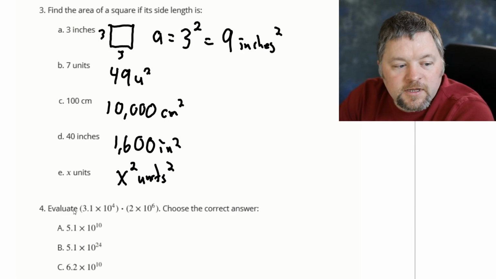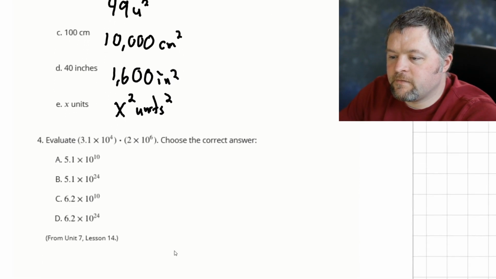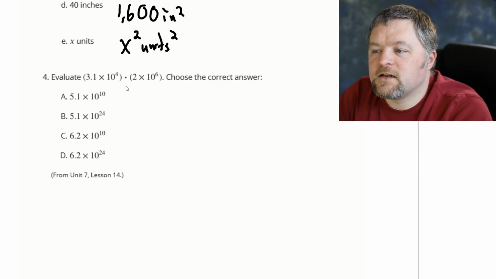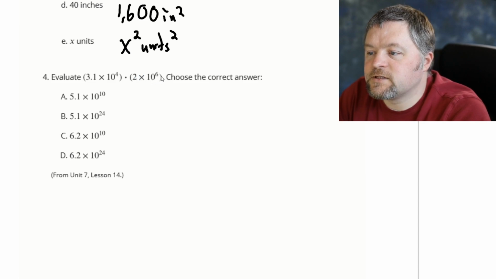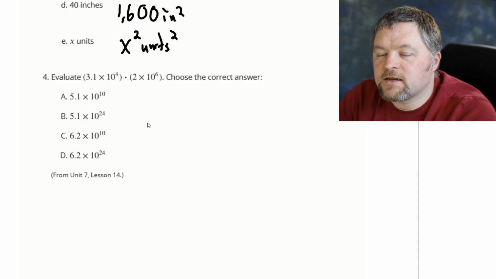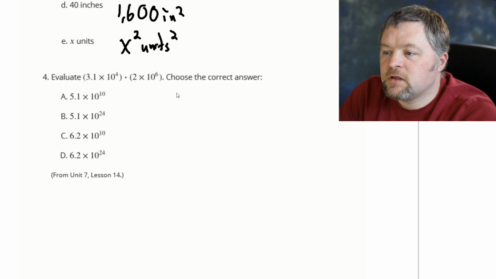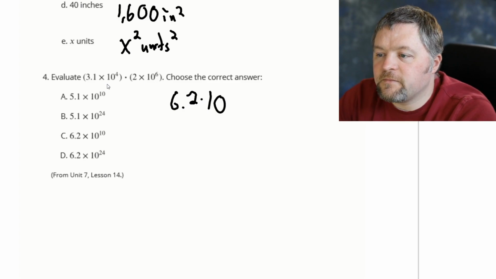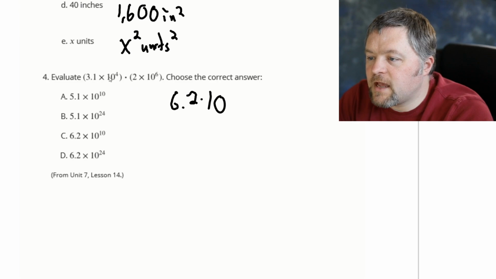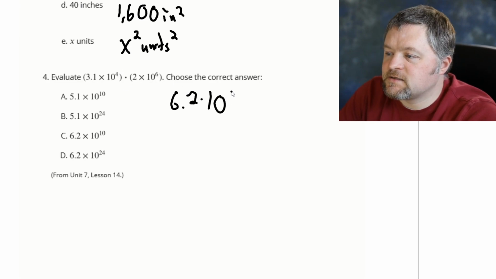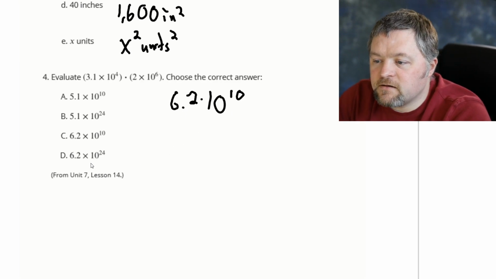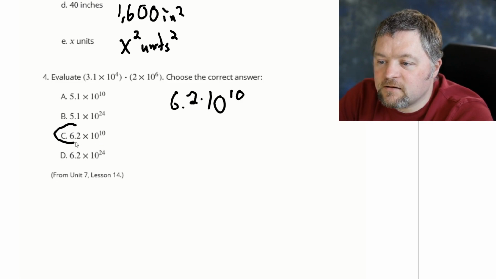Okay, our next problem here is evaluate 3.1 times 10 to the 4 times 2 times 10 to the power of 6. Choose the correct answer. 3.1 times 2 is 6.2 times 10 to the power of, when we're multiplying, we add the exponents, 4 plus 6 is 10, so our correct answer should be 6.2 times 10 to the power of 10. 6.2 times 10 to the power of 10 is C.